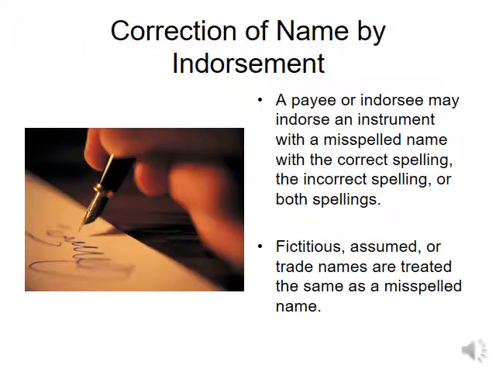A payee may endorse an instrument with a misspelled name, with the correct name, or with the incorrect spelling, or both spellings. So if my name is spelled M-A-R-K-A, but if the instrument, for example a check written to me, had M-A-R-C-A, I could actually sign it correctly with my M-A-R-K-A on the back in order to endorse it.